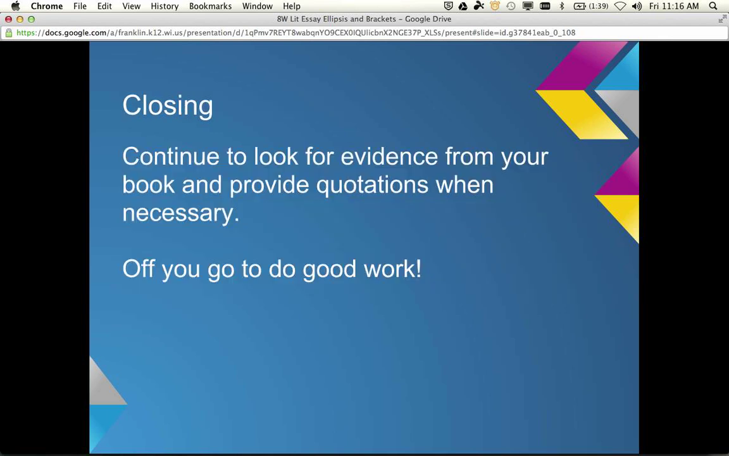Continue to look for evidence from your book and provide quotations when necessary. So off you go to do this good work.